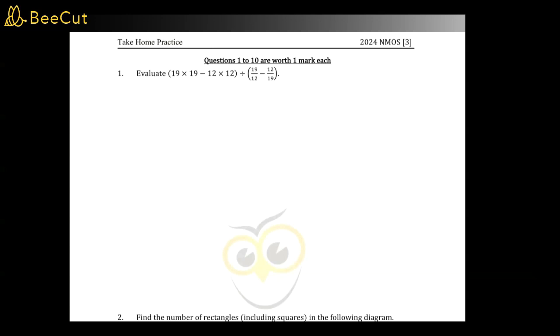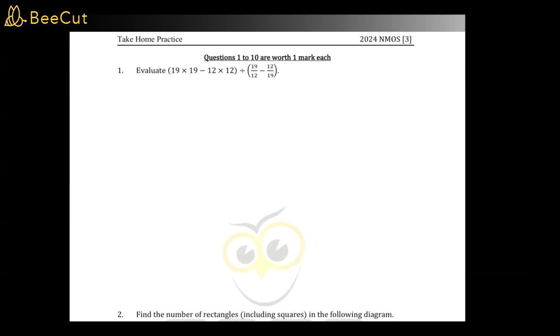So in this video, we'll discuss the solution for the questions from NMOS 2024. Now in the first question, first we can find that 19 times 19 is 361. 12 times 12 is 144.